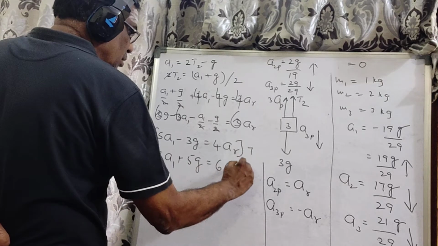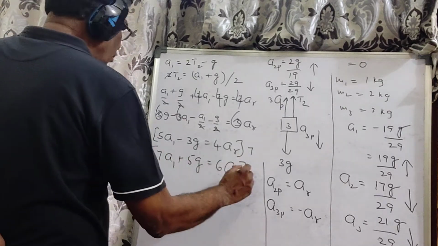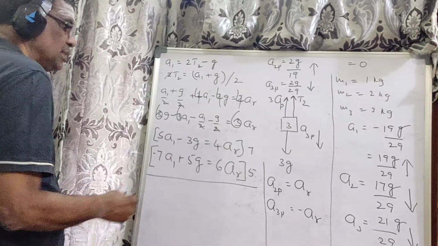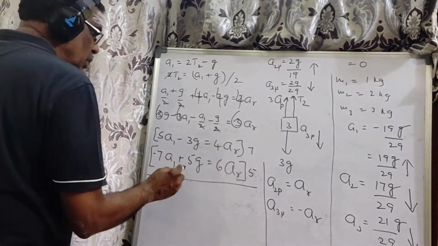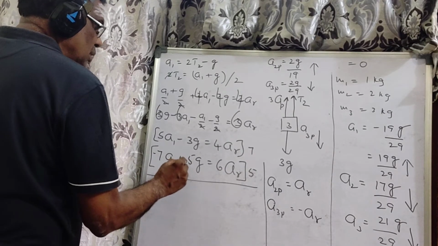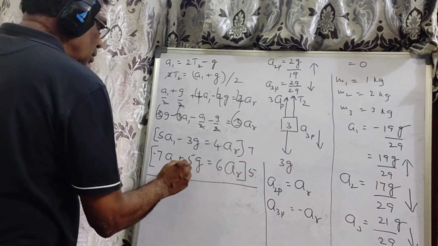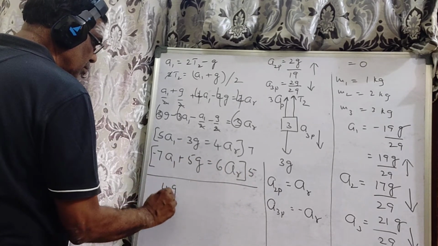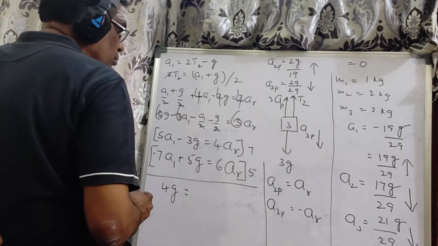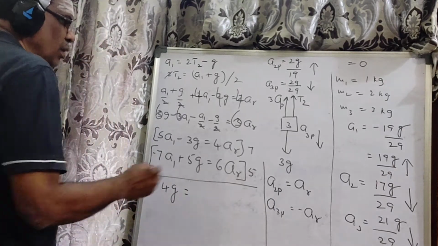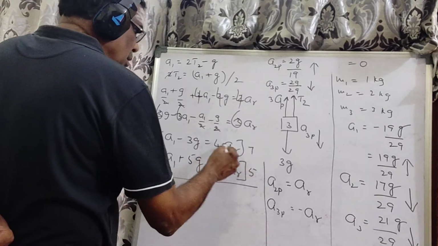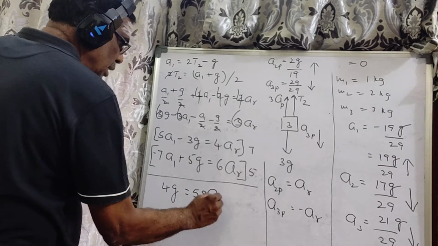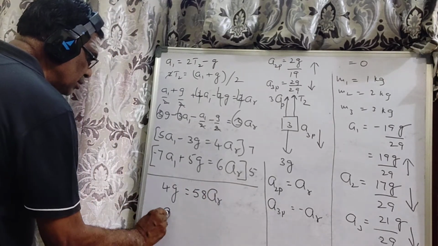Now multiply with 7, multiply with 5 and add. This gets cancelled. So this is minus 21. And what is this? Minus 21 plus 25. What is this? 28 plus 30. 58 AR. So what are you getting?